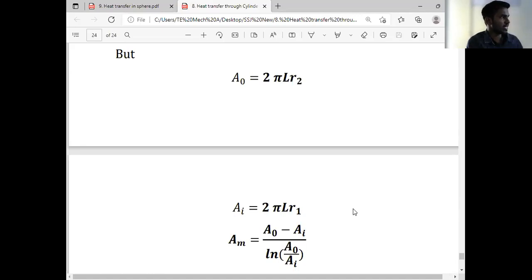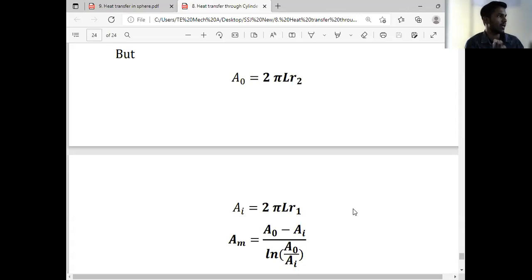थिकनेस हा सेमच असणार आहे दोन्हीकडे. R2 मायनस R1 हा थिकनेस सेम असणार आहे, फक्त एरिया किती असणार आहे? How to calculate that area? AM is equal to AO minus AI divided by ln of AO by AI. ओके, हे इक्वेशन यूज करायचं आणि एरिया फाइंड आउट करायचं आणि त्या एरियाची प्लेट बनवायची, फक्त थिकनेस सेम ठेवायचा. ओके, सो वी हॅव कन्वर्टेड दिस सिलेंडर इनटू द प्लेन वॉल. ऑल ऑफ यू गेट दिस पॉइंट?